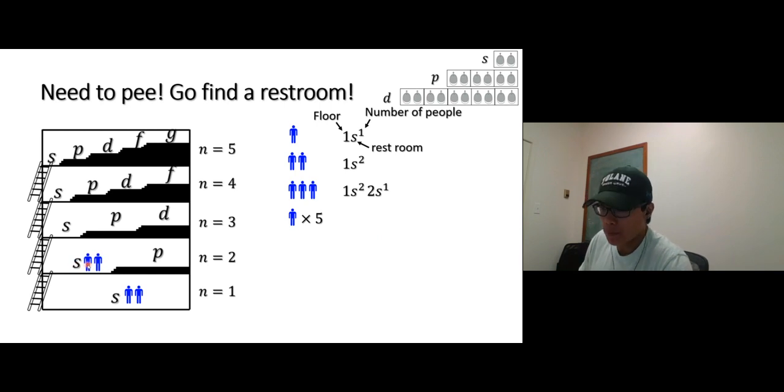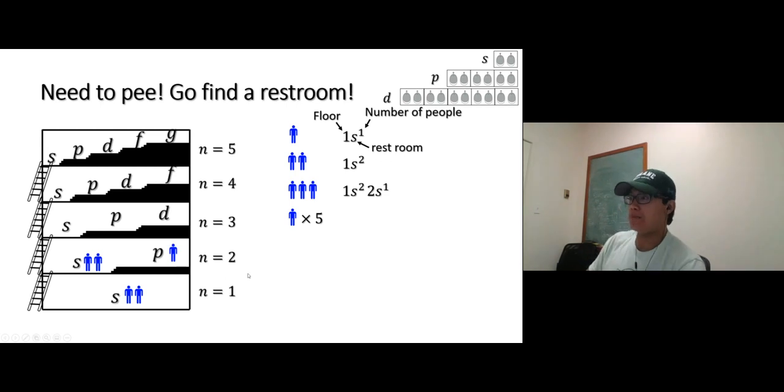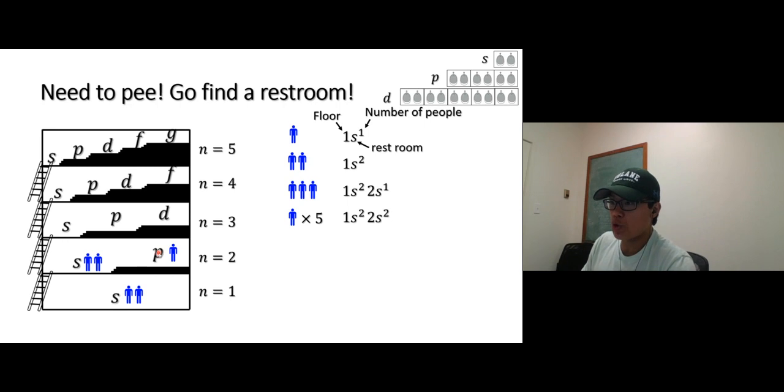2S can fill up to 2 people, and then 1 more at the P. All right, so we're going to write 1S2, 2S2, and 2P1, 1 person there.